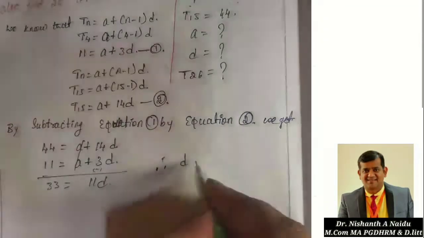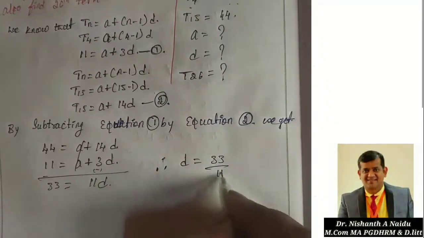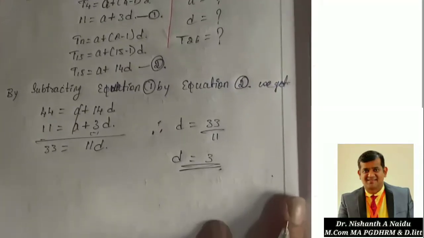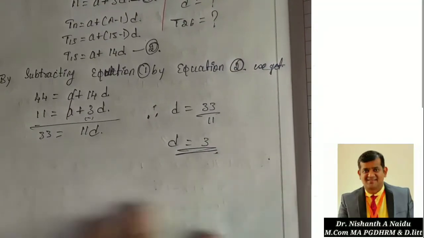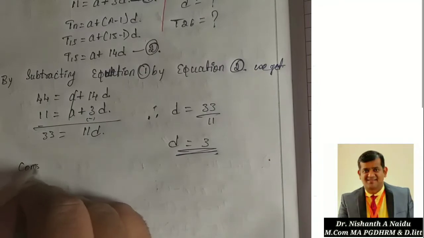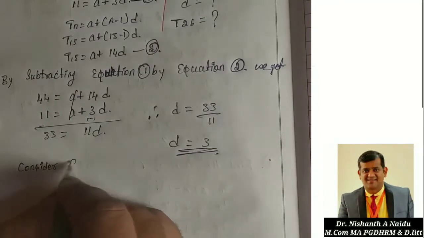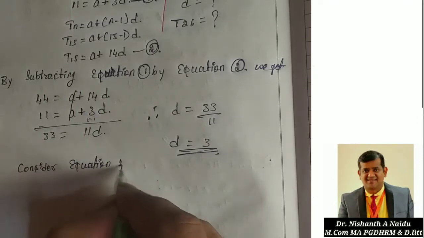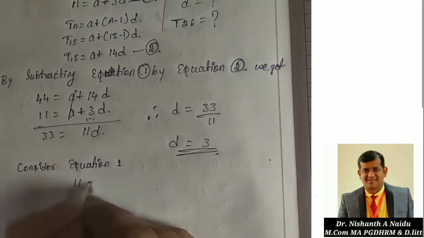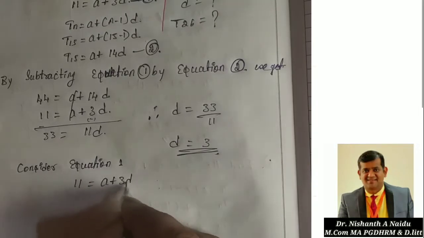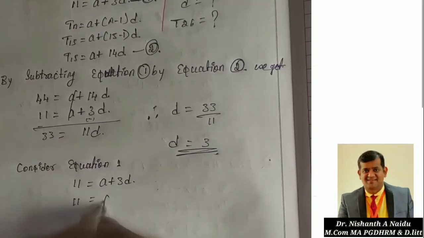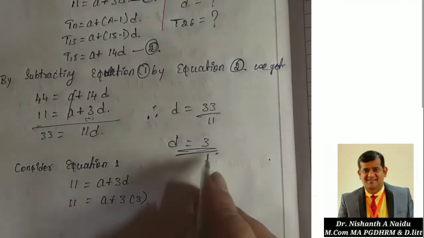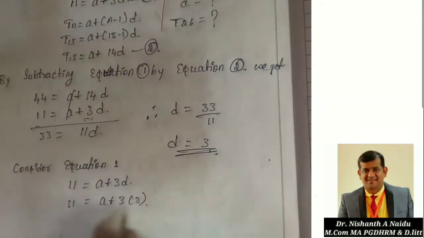So therefore d equals 33 divided by 11. So d equals 3. So the d value is 3. Now let us consider equation 1. That is 11 equals a plus 3d. That is 11 equals a plus 3 into 3, since the d value is 3. So 3 into 3.